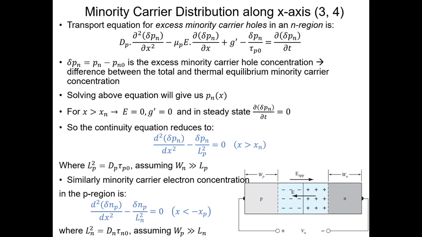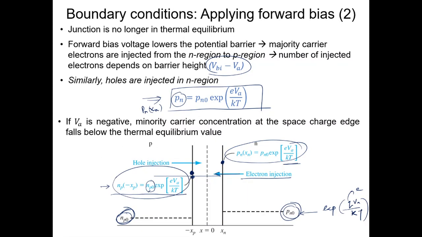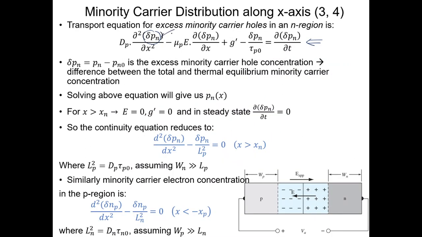We start with the continuity equation. All of you remember this continuity equation, but now we start simplifying. Here delta Pn is the excess minority carrier concentration. As I said, the difference of these two is the excess part, so the delta here denotes the excess part. So Pn minus Pn0 is the excess part, in this case for holes. This is the excess minority carrier hole concentration, the difference between the total minority carrier holes at the n side and the thermal equilibrium minority carrier holes at the n side. If we solve this, we will get a relation for minority carrier holes at the n side as a function of x.